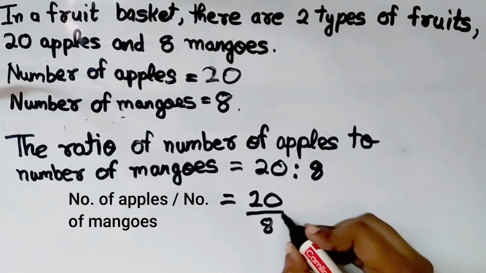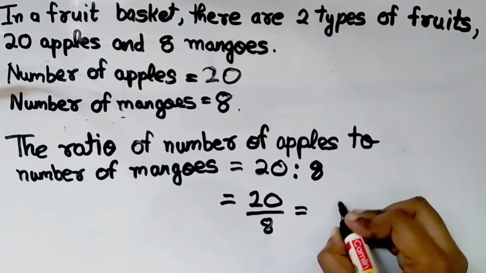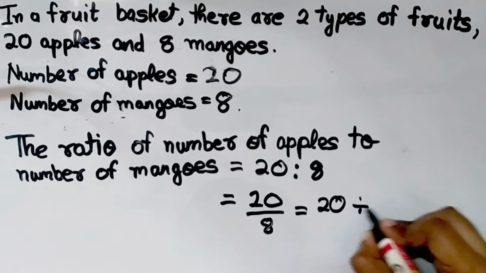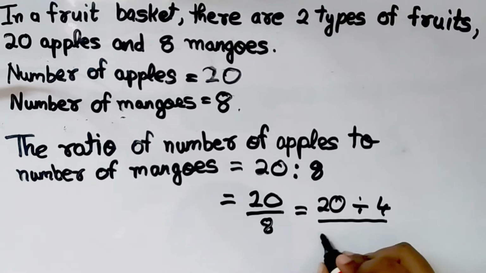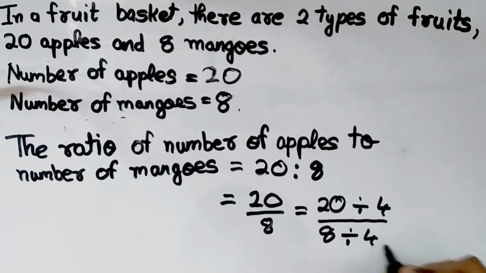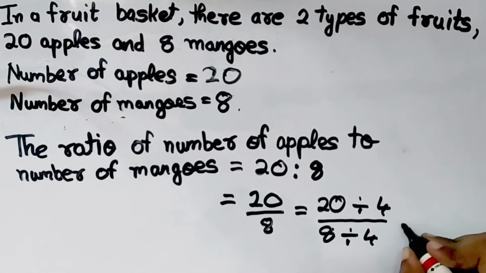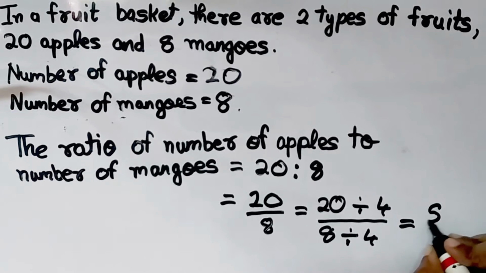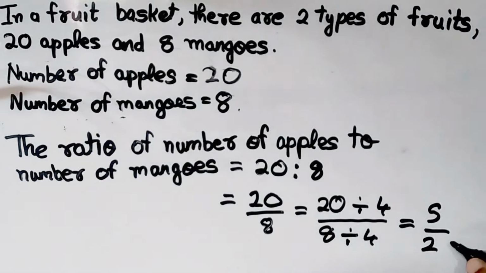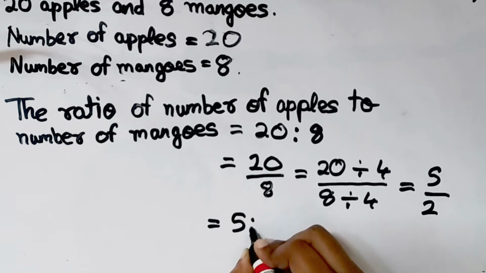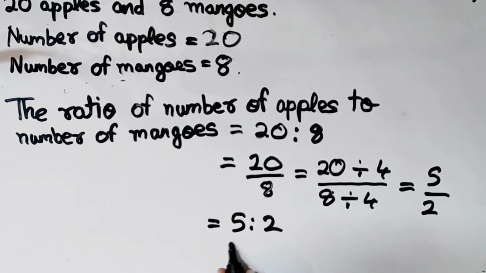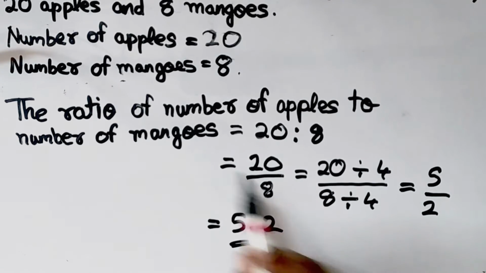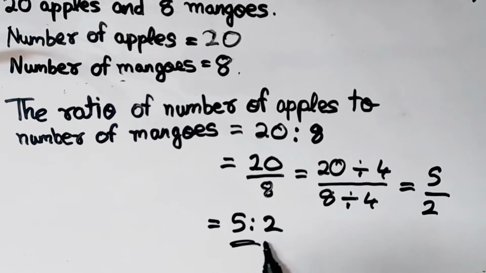So this is 20 is to 8. This you can reduce further. 20 divided by 4 upon 8 divided by 4. This 20 and 8 both we can divide by 4. So what will we get? 20 divided by 4 is how much? 5 upon 8 divided by 4 is 2. 5 upon 2, which is equal to 5 is to 2. The ratio of number of apples to the number of mangoes is 5 is to 2. This is how you will write the ratio.